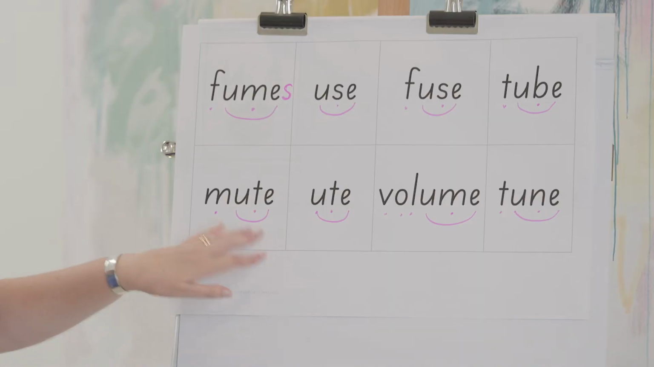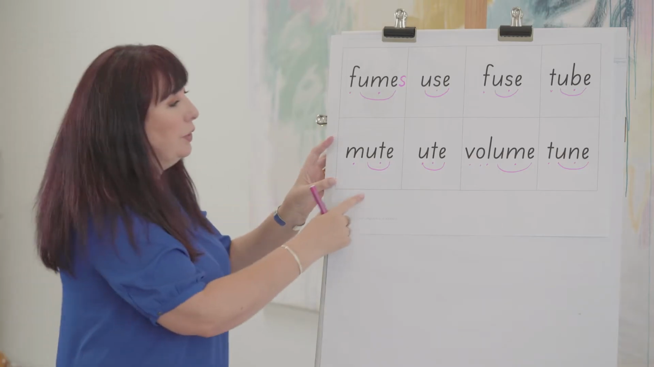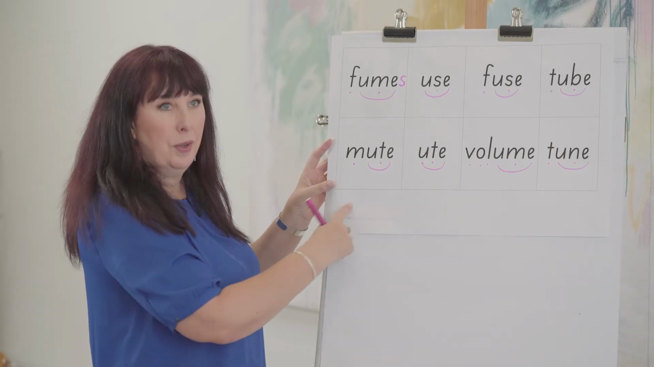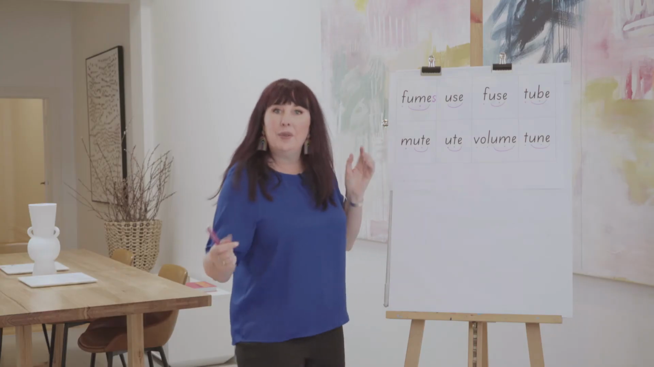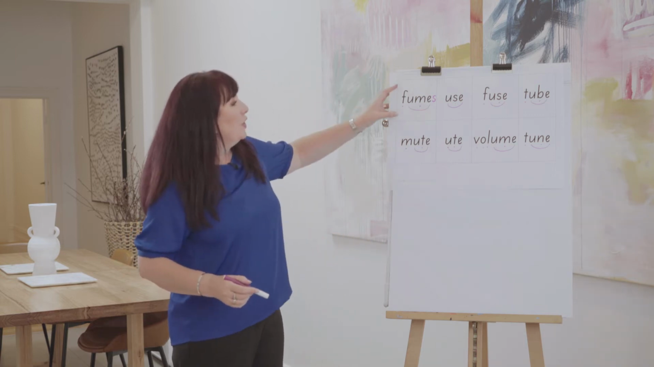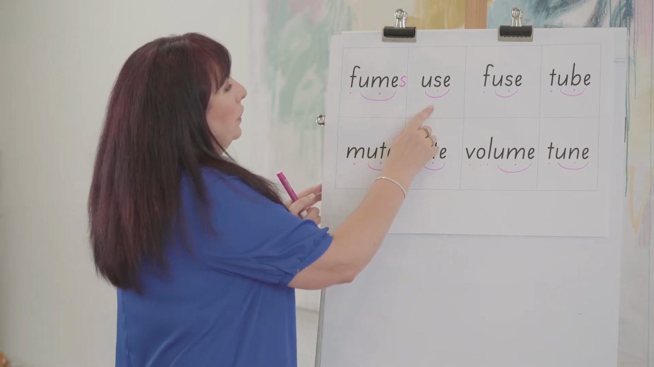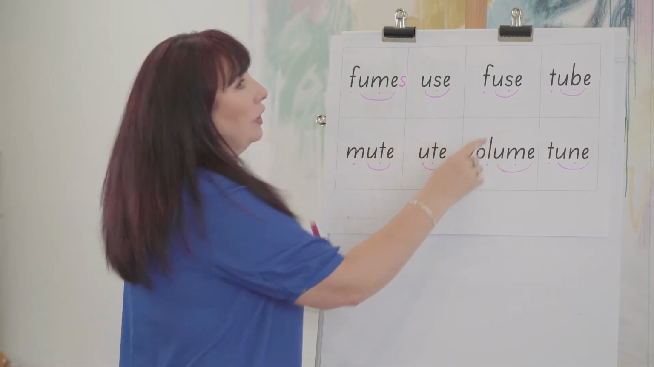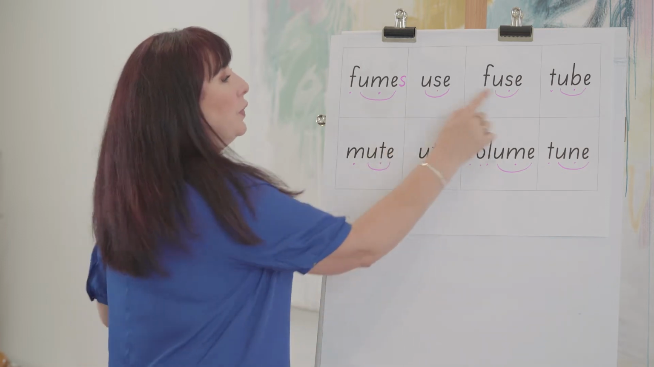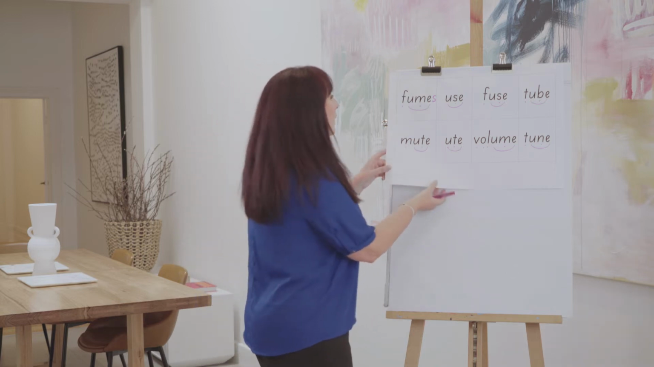I'd like you to have a look in the bottom row. Read those words in your head or out loud, I don't mind, and see if you can find which two words rhyme. So mute, ute. Mute, ute, they rhyme, don't they? Let's say them together. Mute, ute. Good job. Let's have a look at the top row and see if we can find two words that rhyme. Fumes, use, fuse. Use, fuse. They rhyme. Say them with me. Use, fuse. Good job. Well done.